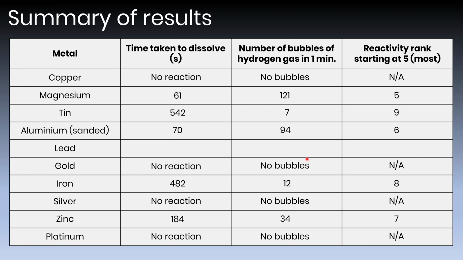Finally, the slowest of the set was lead, giving off only 4 bubbles in 1 minute, and there wasn't even enough time in the experiment for it to dissolve. But we can rank it number 10 because at least it gave off some bubbles, unlike copper, silver, gold and platinum.